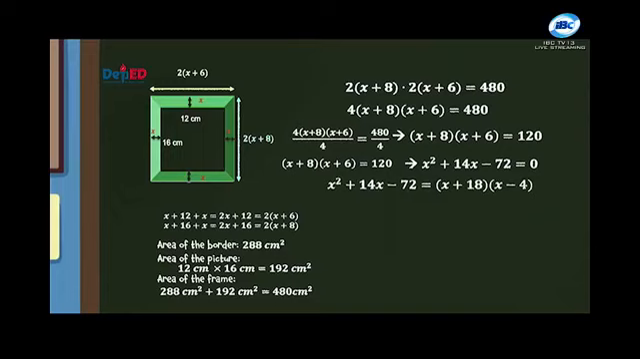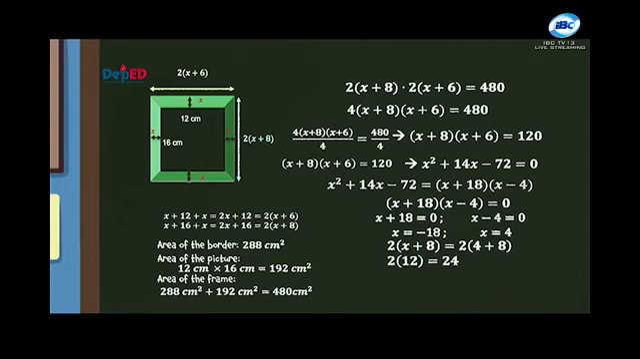The trinomial x squared plus 14x minus 72 is equal to the product of the binomials x plus 18 and x minus 4. Hence, the equation is (x plus 18)(x minus 4) equals 0. Equating each factor to 0, the values of x are negative 18 and 4. X is the width in centimeters of the border of the frame. Hence, x must be 4.